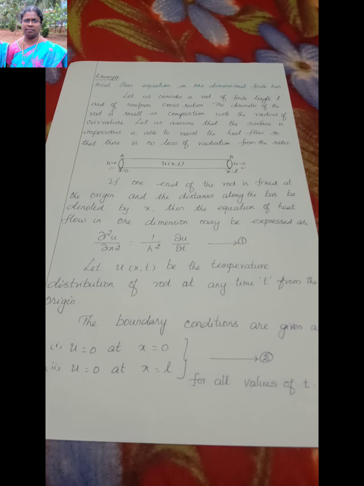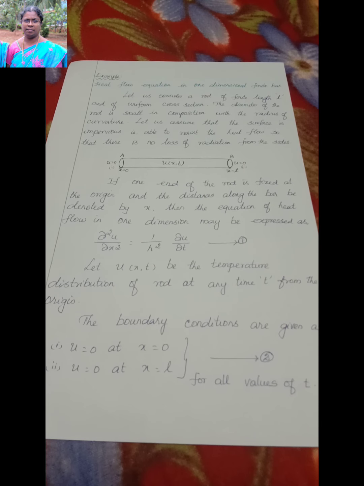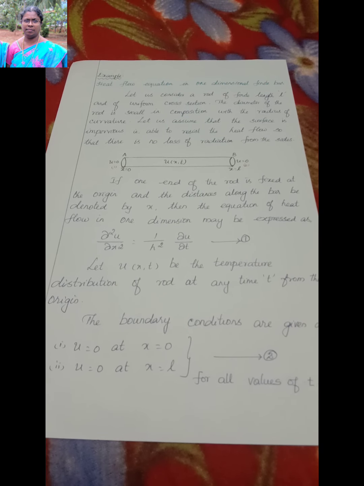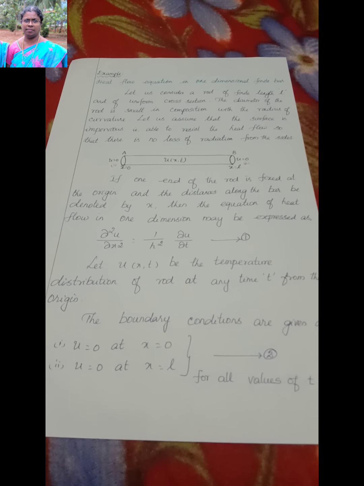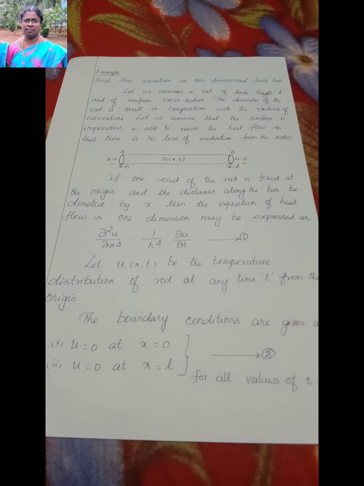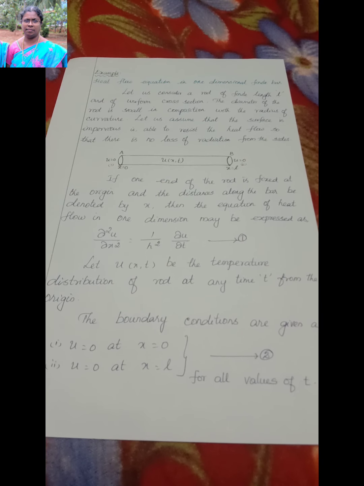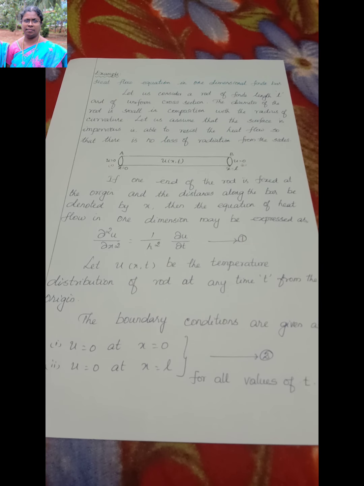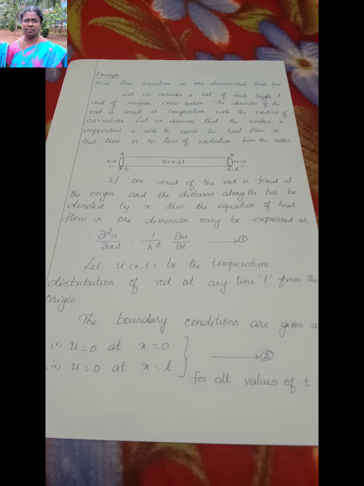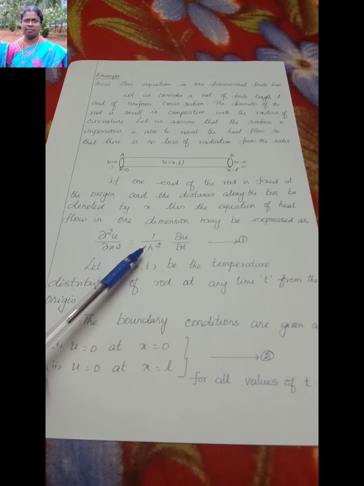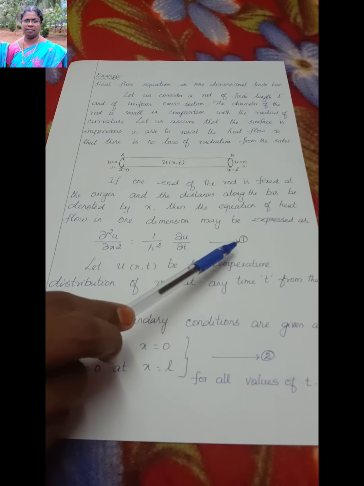Now, let us discuss an example for the heat flow equation in a one-dimensional finite bar. Let us consider a rod of finite length L and of uniform cross-section. The diameter of the rod is small in comparison with the radius of curvature. Let us assume that the surface is impervious to heat flow so that there is no loss of radiation from the sides. If one end of the rod is fixed at the origin and the distance along the bar is denoted by x, then the equation of heat flow in one dimension may be expressed as ∂²u/∂x² = (1/h²) ∂u/∂t. That is equation number 1.